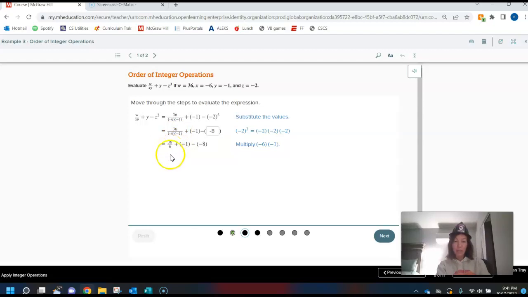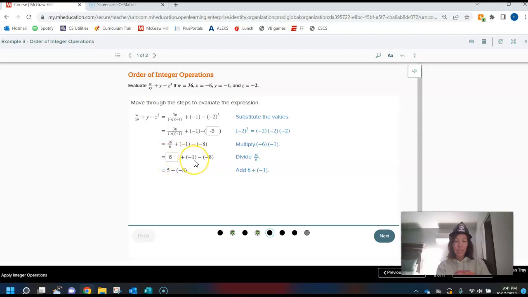And then what would we do next? Think about that. We have this plus this plus this. What comes next? The next would be the division. So we need to divide 36 by 6 to get 6 right here. And now we'll just add and subtract in the order that they come.